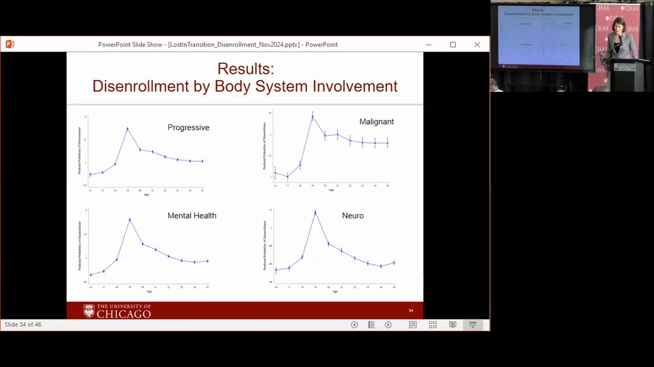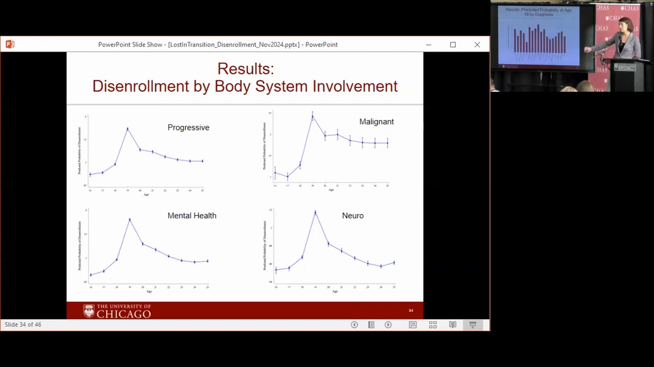So for example, the spike for malignant conditions up here at age 19, this is almost 25% disenrollment. But down here for neurological conditions, this is almost 12% disenrollment. So this spike is half the magnitude of this spike. So again, when we looked across conditions, the patterns look the same, but the magnitudes are much different.